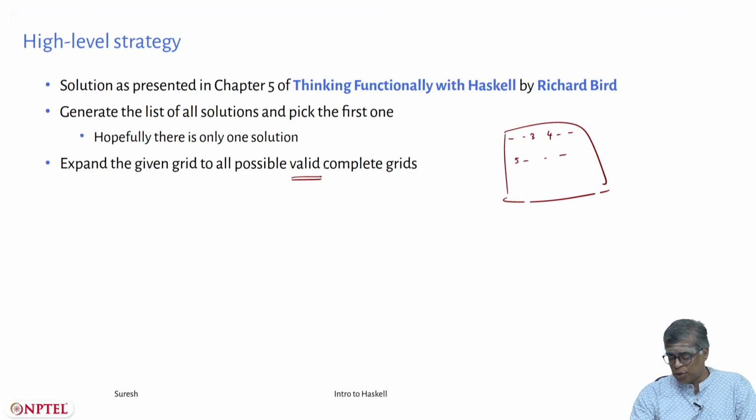What does it mean to be a valid solution? Of course, the rules of Sudoku tell you what a valid solution is. Every row should have unique entries, every column should have unique entries, and every 3x3 box should have unique entries.